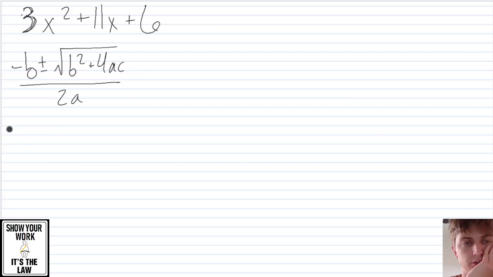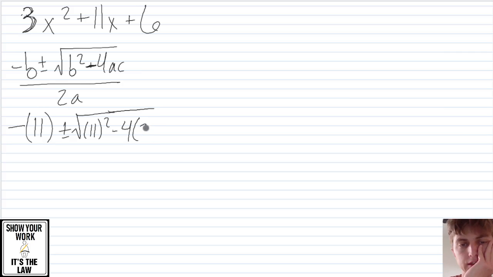All right, substitute. B says, what's the coefficient on x? 11 plus minus the square root of 11 again squared. Ooh, that's a minus. And that's why we always rewrite, because we want to make sure we're doing it right. 4. Coefficient on x squared is 3. Coefficient, or the constant, is 6, so 6. Okay. Divided by coefficient on x squared is 3.